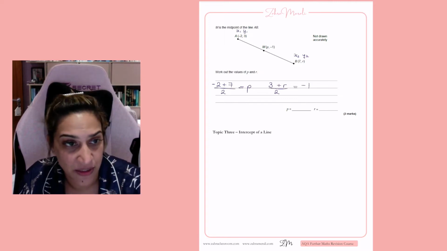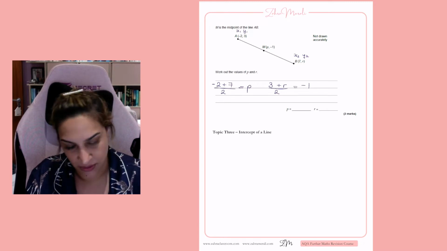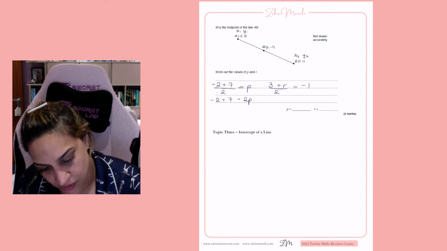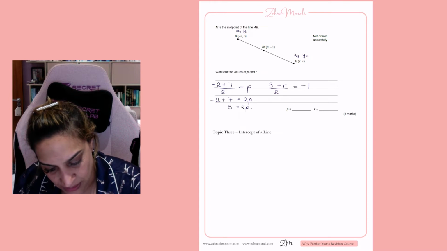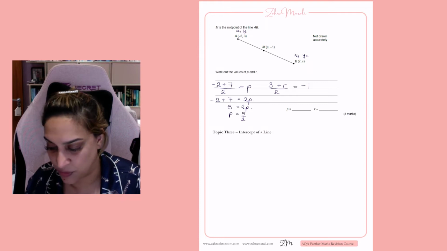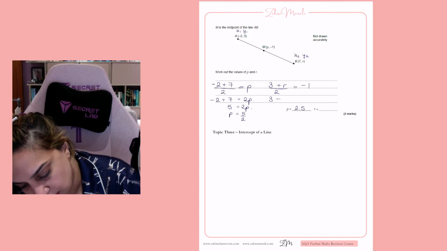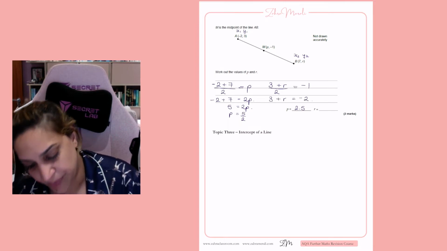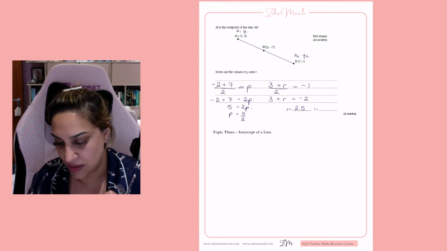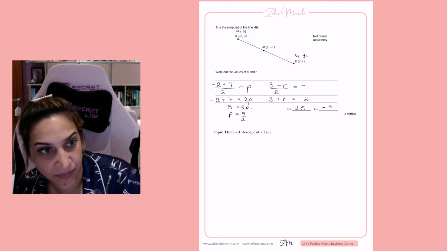Okay, so from the first equation, we can see that minus 2 plus 7 is going to give us 2p. So 5 equals 2p, so p must be 5 over 2, or 2.5, depending on whether you like to write them as decimals. And then 3 plus r equals minus 2. So r must therefore be minus 2 minus 3, so we get minus 5. Okay.